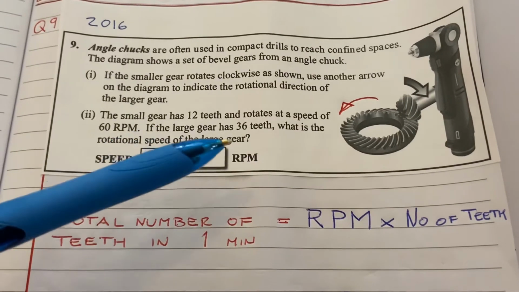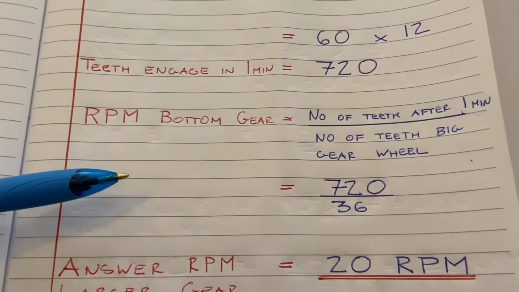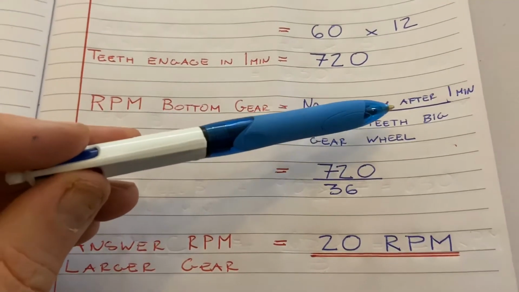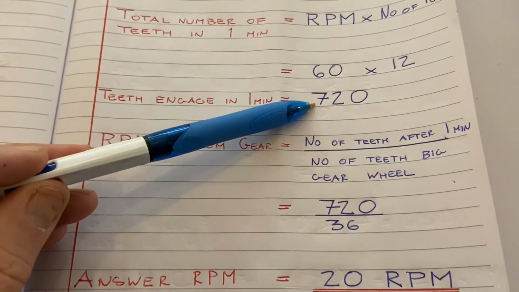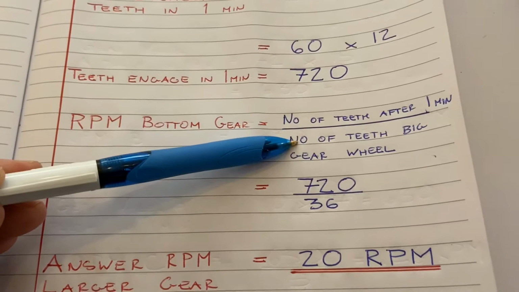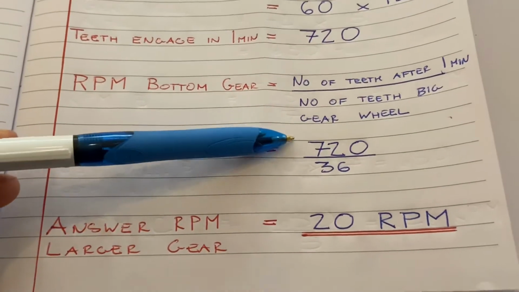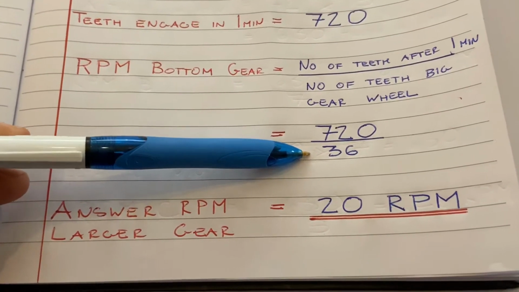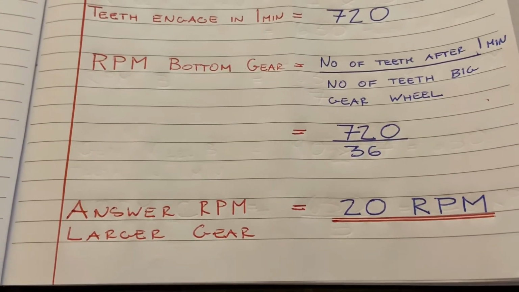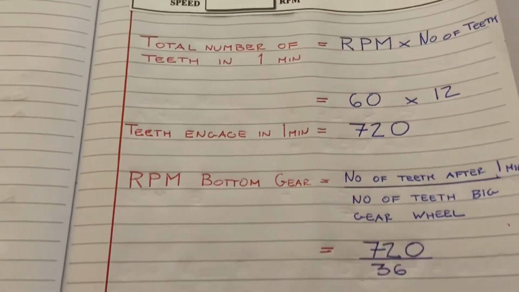Looking back at the question, we can see that the large gear wheel has 36 teeth. So to calculate the rotational speed of the larger gear wheel, it is the number of teeth after 1 minute that is produced by the smaller gear wheel turning, so that is 720, divided by the number of teeth on the larger gear wheel, which is 36. We divide 720 by 36 and that gives us a rotational speed of 20 RPM, and that is the answer to the question. And then we fill that speed in here, 20 RPM.